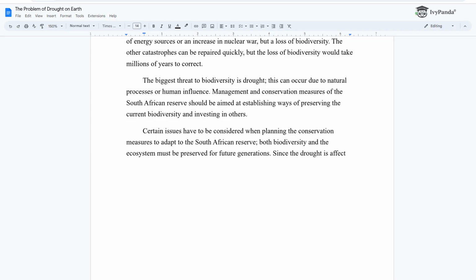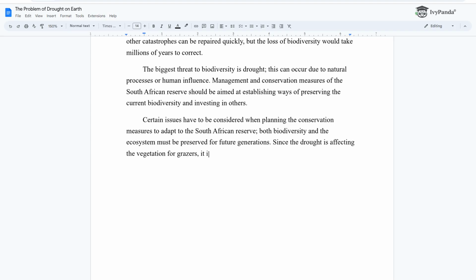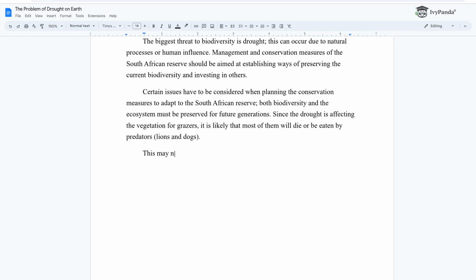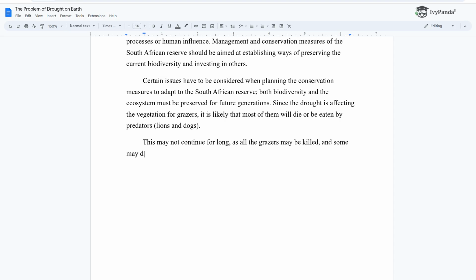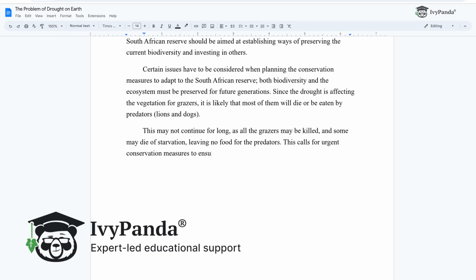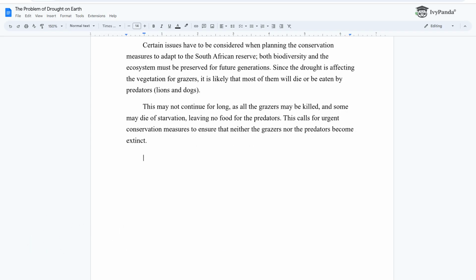Since the drought is affecting the vegetation for grazers, it is likely that most of them will die or be eaten by predators, lions and dogs. This may not continue for long, as all the grazers may be killed, and some may die of starvation, leaving no food for the predators. This calls for urgent conservation measures to ensure that neither the grazers nor the predators become extinct.